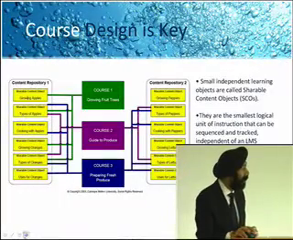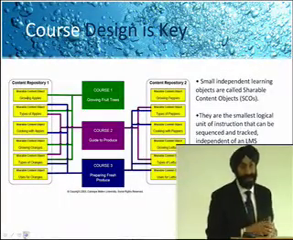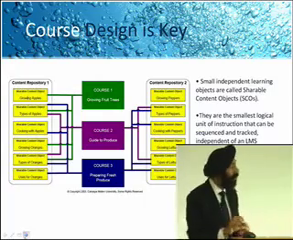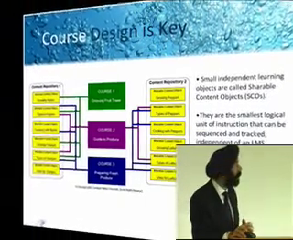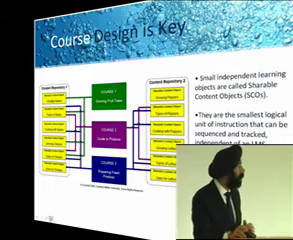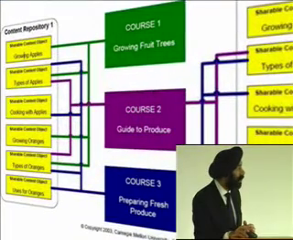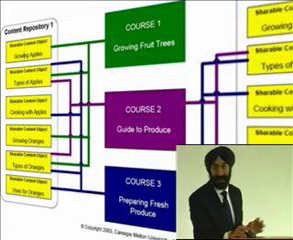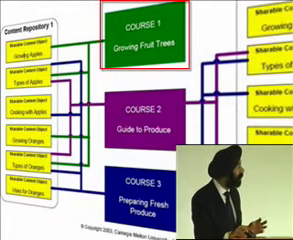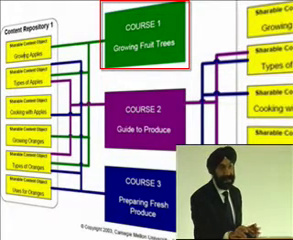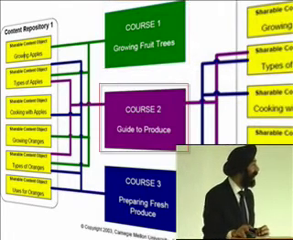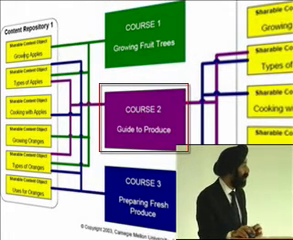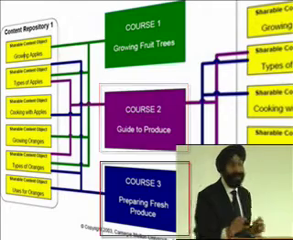Okay, let's move on. So course design, this was the second thing I really wanted to talk about. You'll notice on the right hand side, can you see the colours okay? Yeah? Over here we've got 3 courses that have been assigned. Now, they're quite nice courses, good courses for farmers actually. One course is on growing fruit trees, so I kept it really generic for the audience. And number 2 is a guide to produce, and number 3 is preparing fresh produce.